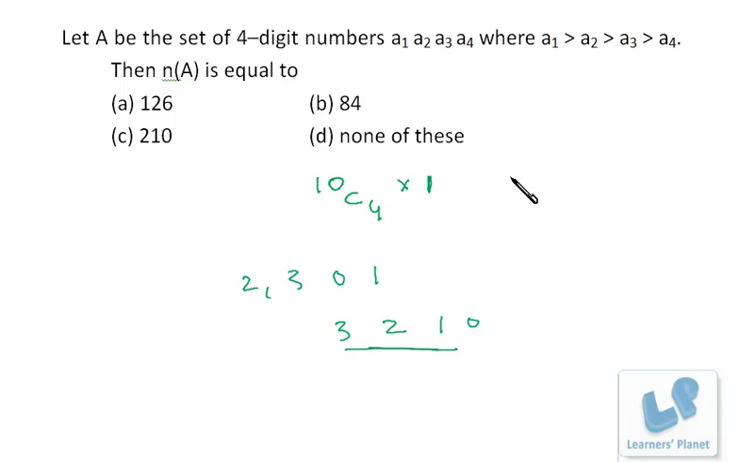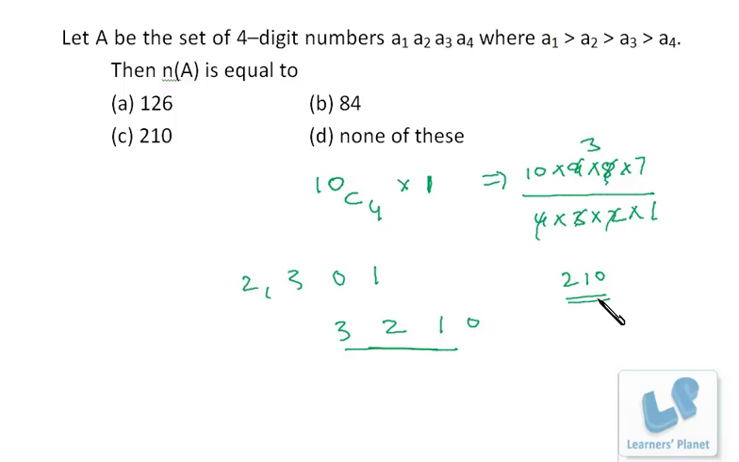So 10C4, that is 10 into 9 into 8 into 7 by 4 factorial, that is 4 into 3 into 2 into 1. 4 2s are 8, 3 3s are 9. So 3 7s are 21 into 10. Total 210 numbers will be there of 4 digits. In all of these numbers, the digits will be arranged in descending order, right? So the important part over here is, you selected the 4 digits, but there is a single way of arranging all the 4 numbers in descending order, right? So I hope you are clear.